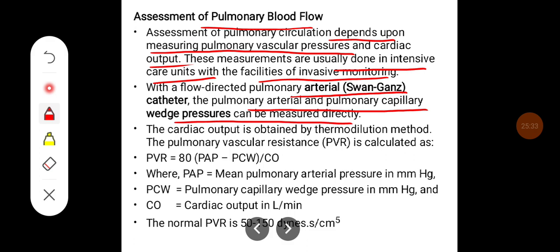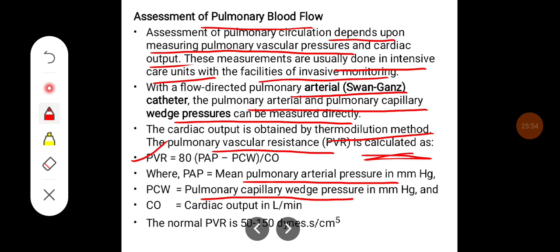The cardiac output is obtained by the thermodilution method, and the pulmonary vascular resistance is calculated as PVR equals 80 times the difference between PAP and PCW divided by cardiac output, where PAP is mean pulmonary arterial pressure in mmHg, PCW is pulmonary capillary wedge pressure in mmHg, and CO is cardiac output in liters per minute. The normal PVR, that is pulmonary vascular resistance, is 50 to 150 dynes second per centimeter to the 5th.